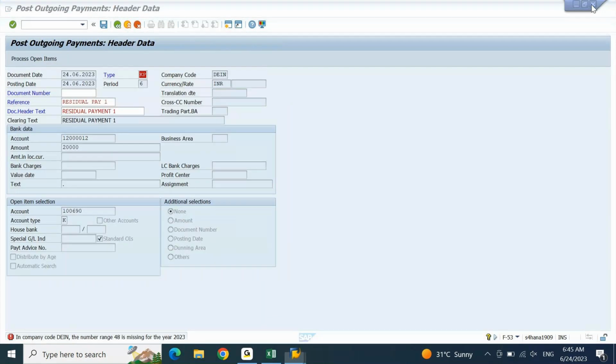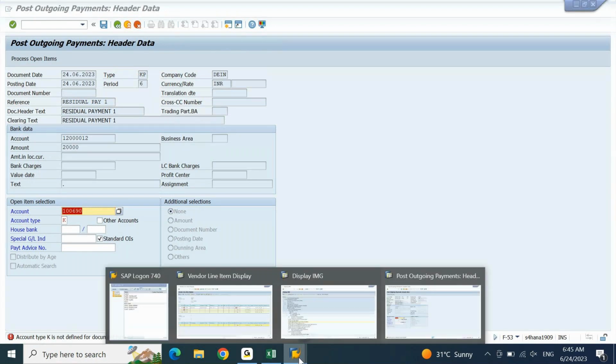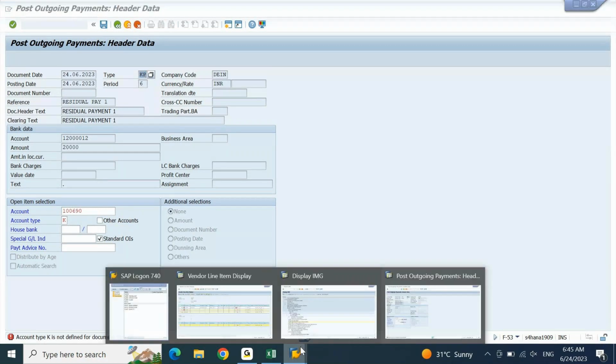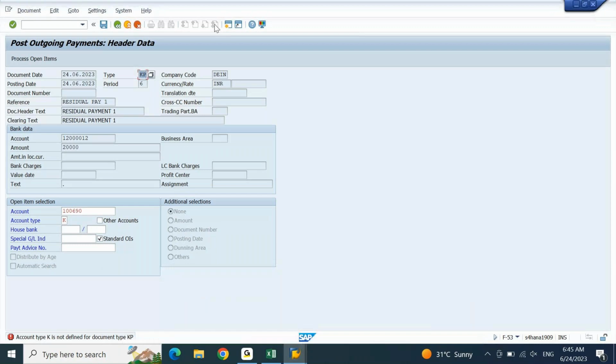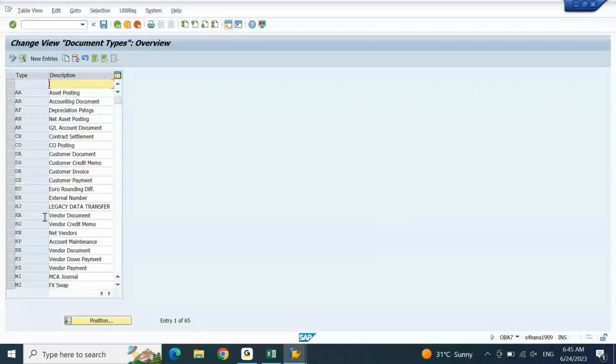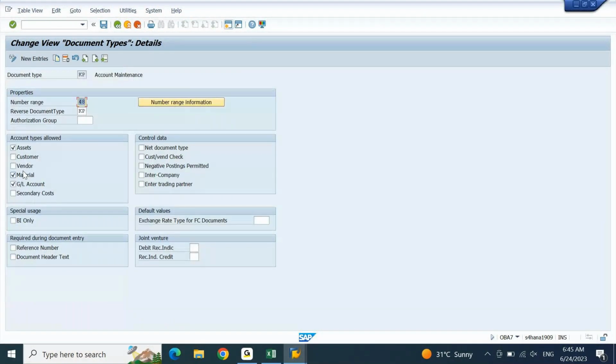Close, hit enter. Now we are able to go inside. It is telling account type K is not defined for document type K. This is because again you have to go to the document type. In document type KP, vendor account is not allowed. So what I'll do, let me open another screen. Same thing, OBA7, KP. In this, vendor account is not selected. That is why the error is coming. Let me select vendor here.